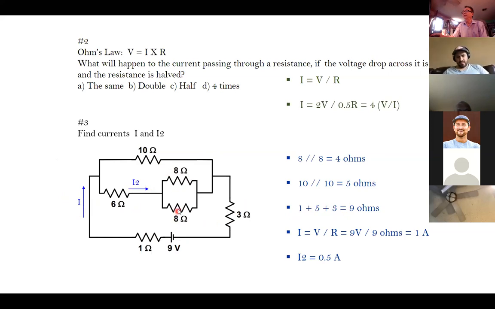This one parallel, you get one. Adding to 6 ohm, you get series. Then they are parallel with 10. Then that will be in series with 1 ohm and 3 ohm. That's why you get 9 ohm. Got it. Okay. Thank you. Any more?